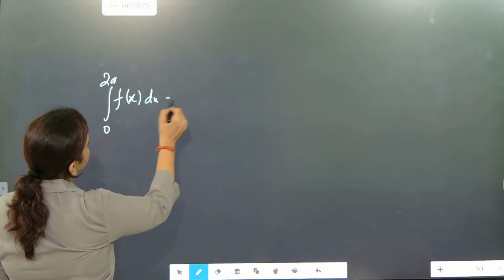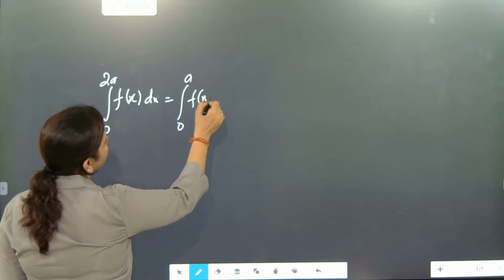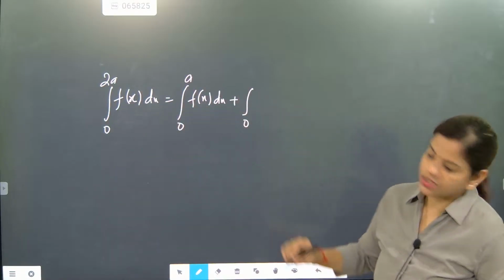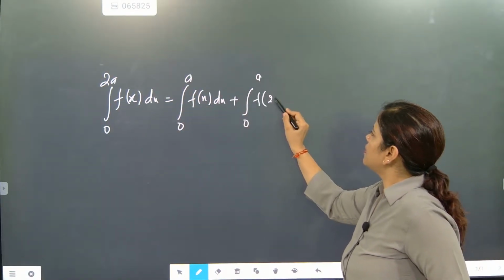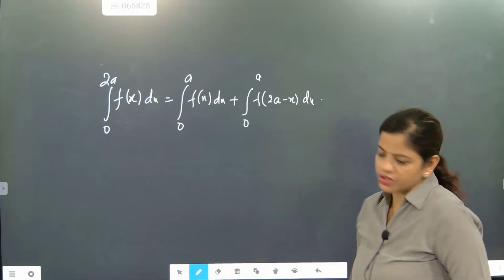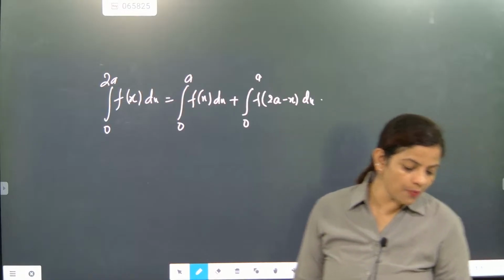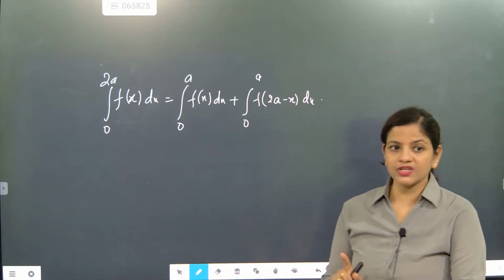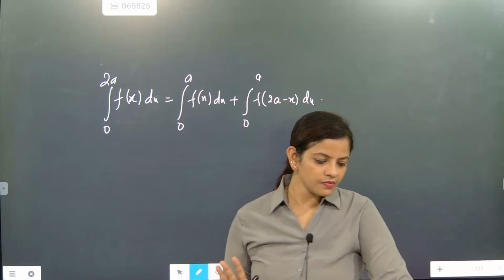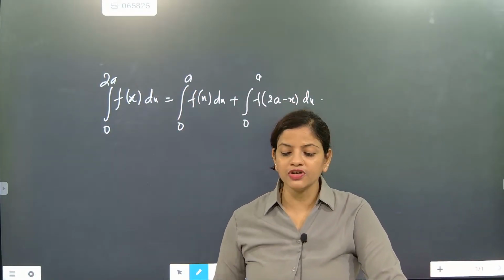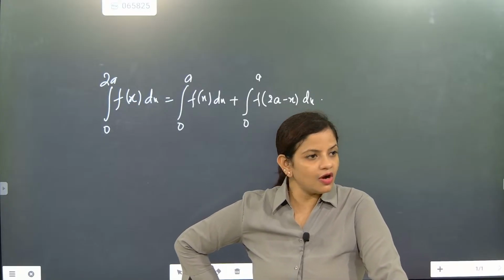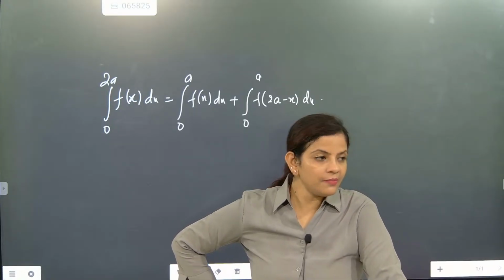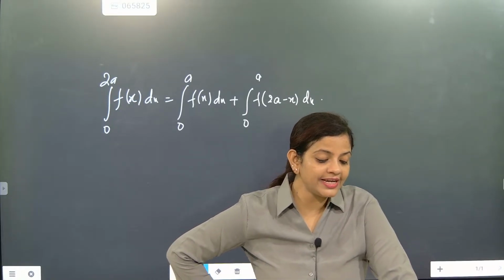Integral from 0 to 2a of f of x dx is equal to integral from 0 to a of f of x dx plus integral from 0 to a of f of 2a minus x dx. This is the most important property, property number 6. We wrote only the property. The odd function property was the last one; I think we didn't solve questions related to it, just discussed it roughly. So property number 6 is done. Now property number 7, right? Property number 8.